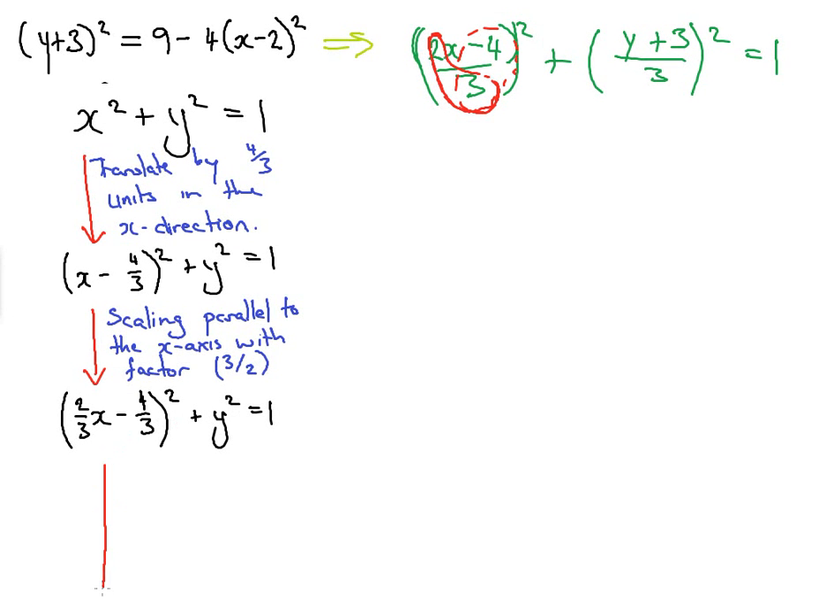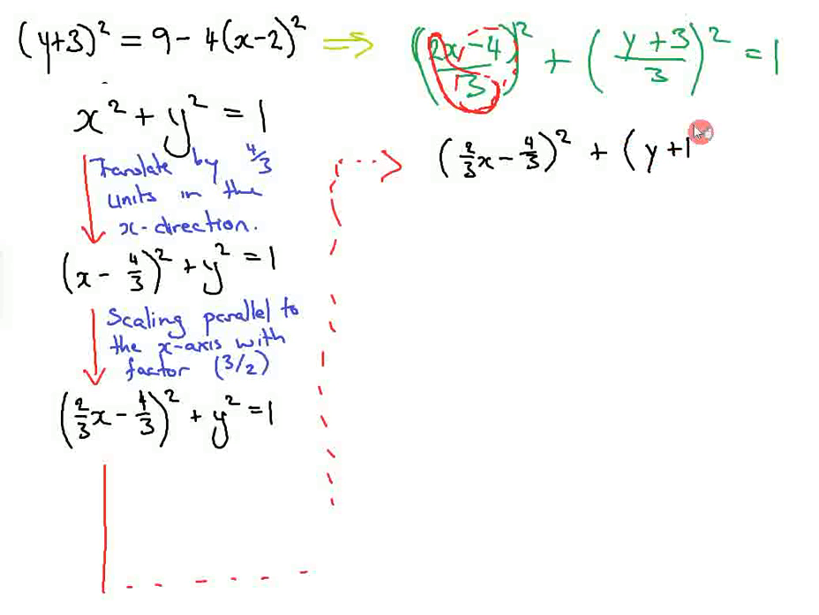Now, let's just make this a really long arrow. What happens to our transformations in y? Well, the first one we want to do is, of course, we want to translate before we scale. So x stays the same now. We have ((2/3)x − 4/3)² plus, and we translate. So now we want to translate by 3/3 in the negative y direction, so this is just y + 1.